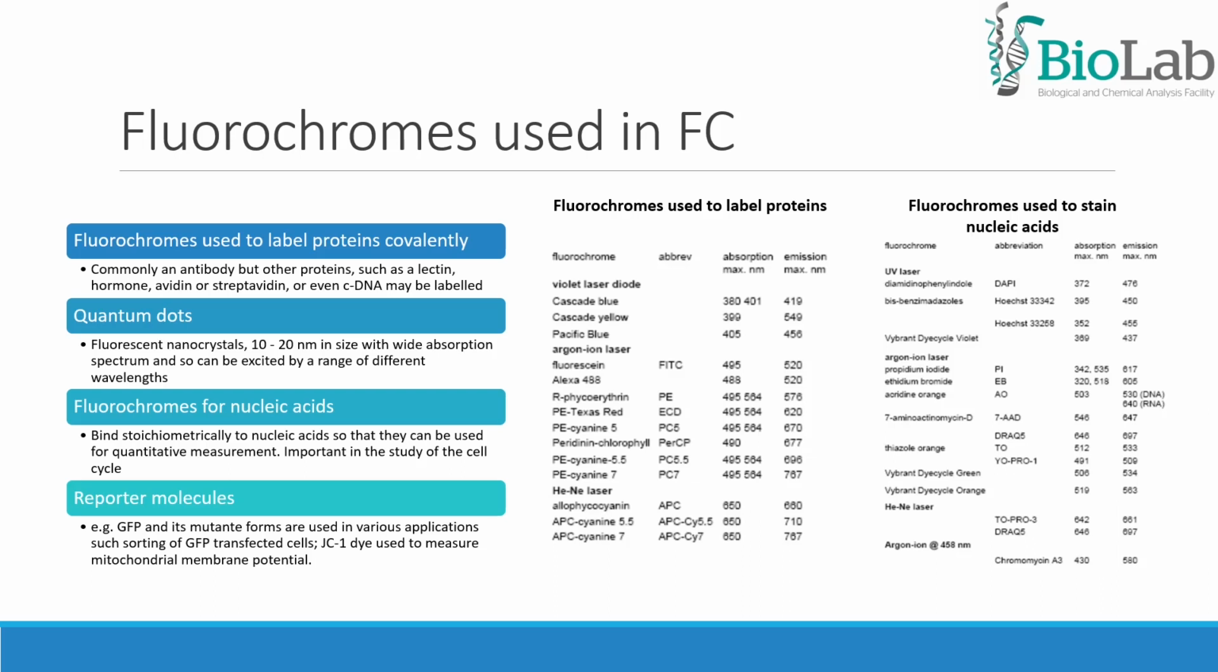There is a wide variety of fluorescent reagents utilized in flow cytometry. These include fluorescently conjugated antibodies, quantum dots, DNA binding dyes, viability dyes, ion indicator dyes, and fluorescent expression proteins.